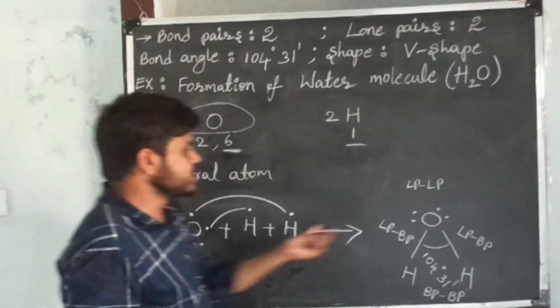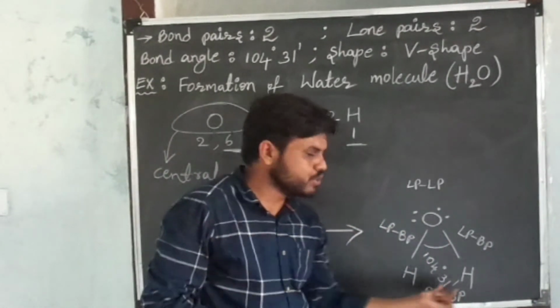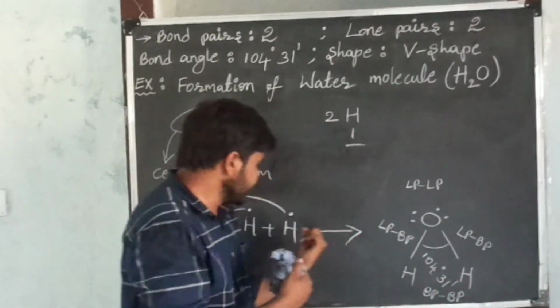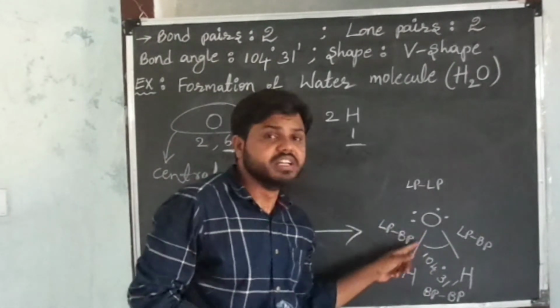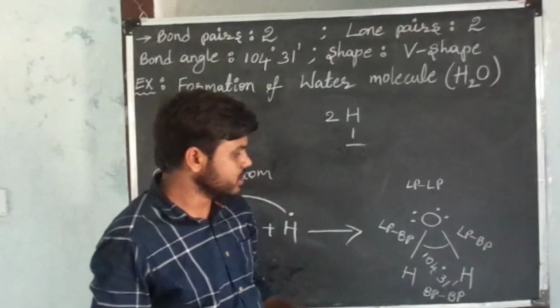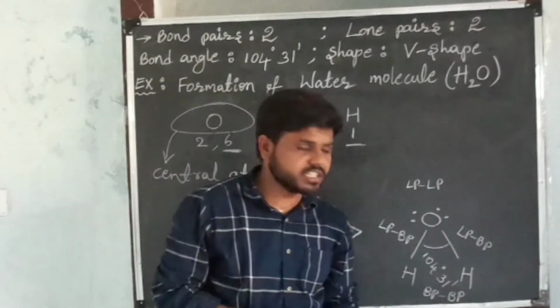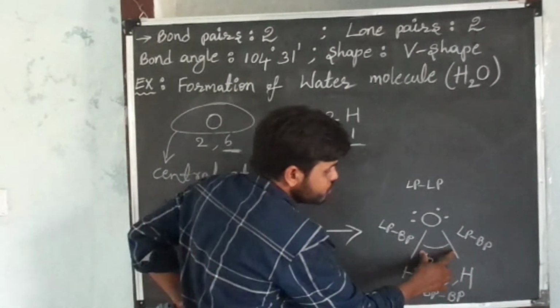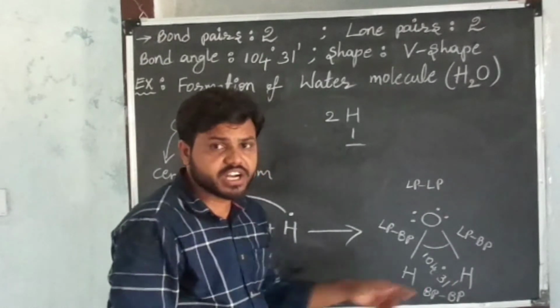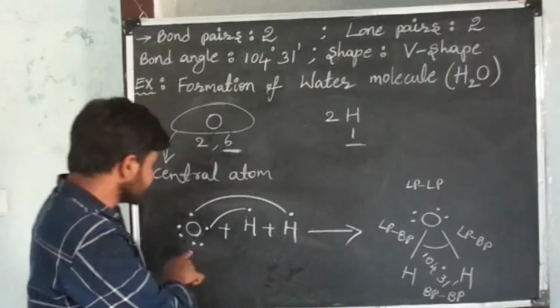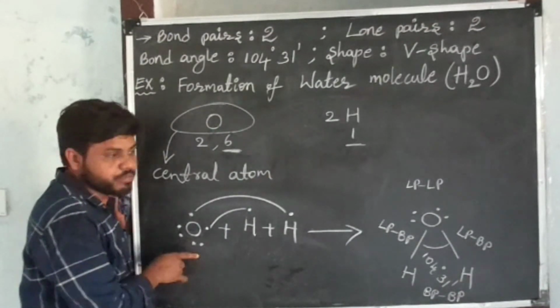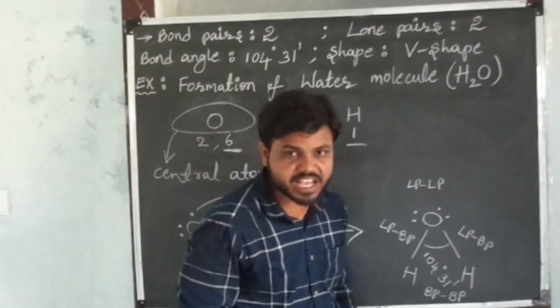Oxygen is the central atom, and here 1 hydrogen, here 1 hydrogen. Between hydrogen and oxygen 2 electrons are shared. That's why I kept a single covalent bond symbol. Here also a single covalent bond symbol. Between these 2 bond pair electrons we get 104 degrees 31 minutes. Here in the oxygen atom we have 2 lone pairs. I placed the 2 lone pairs as it is.